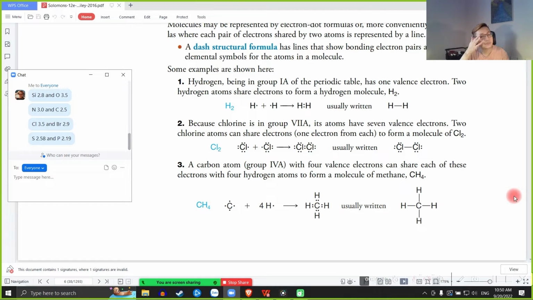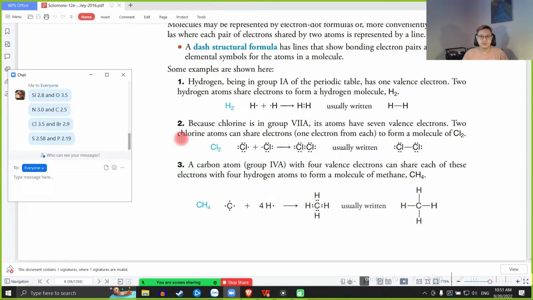Can you read the example? Hydrogen, being in group 1A of the periodic table, has one valence electron. Two hydrogen atoms share electrons to form a hydrogen molecule, H2. So you can see that it forms the bond. H is 2.2, another H is 2.2, so very equal sharing. Yeah, it's non-polar, and it forms something like this. But you can also write it like H, dash, H. Okay.